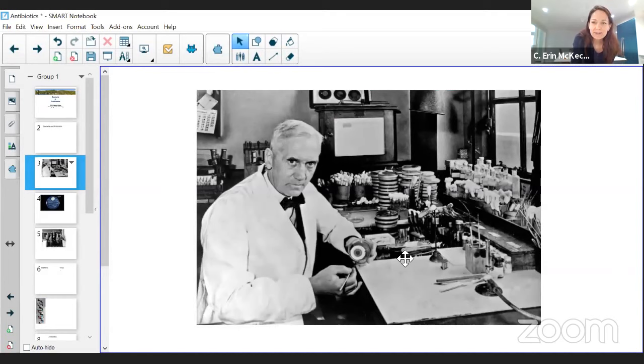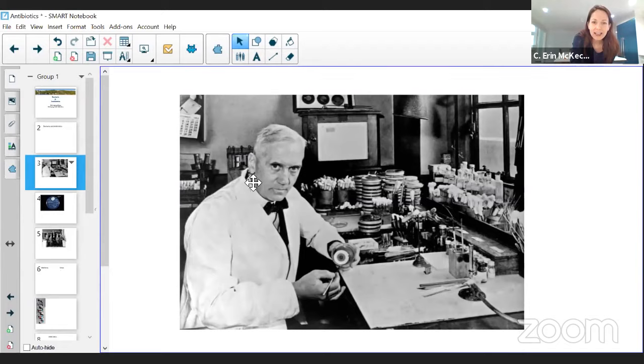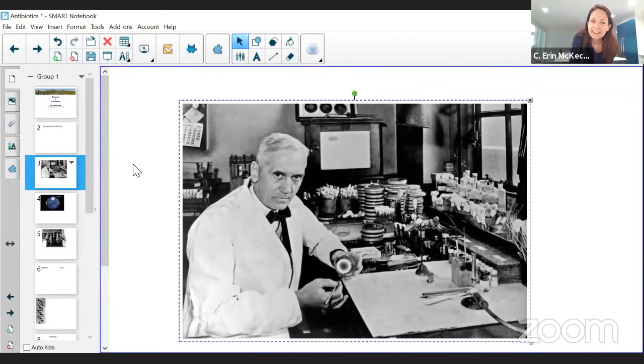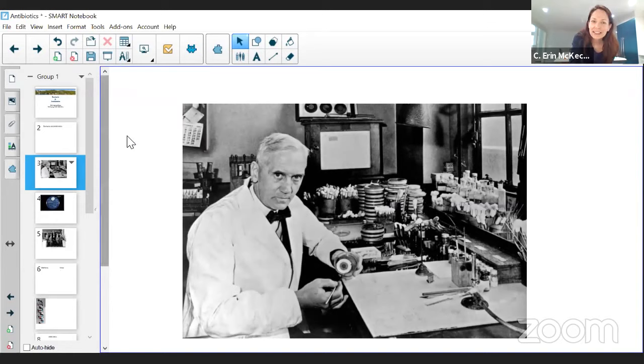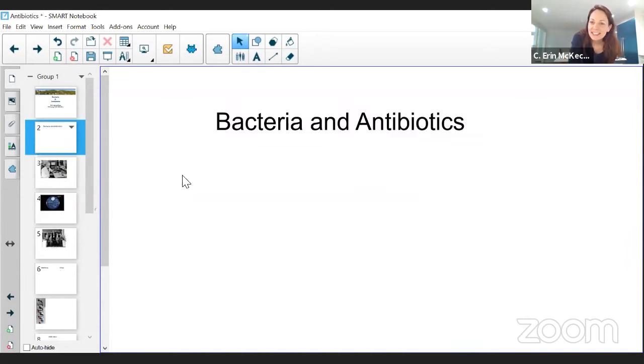Okay, so this is a famous scientist, Alexander Fleming. And does anybody know why this scientist is so famous? So Alexander Fleming discovered the first antibiotic, penicillin. I can't see the chat right now, but if you have answered what antibiotics are, they are medicines that we can use to inhibit the growth of bacteria or to stop bacterial growth altogether.